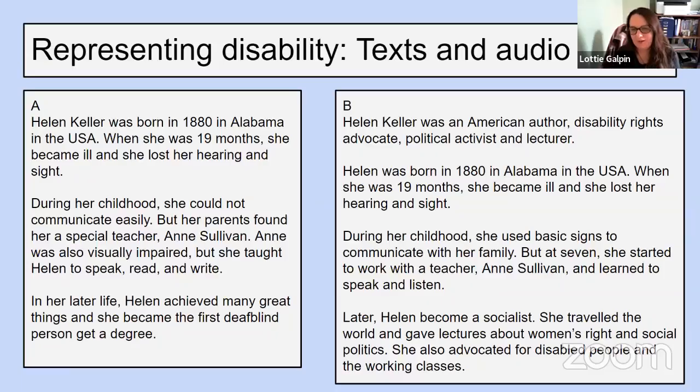Whereas this text talks about her achievements first, then references her disability, but talks about how she learned herself. It was a process that she did in order to learn to communicate.